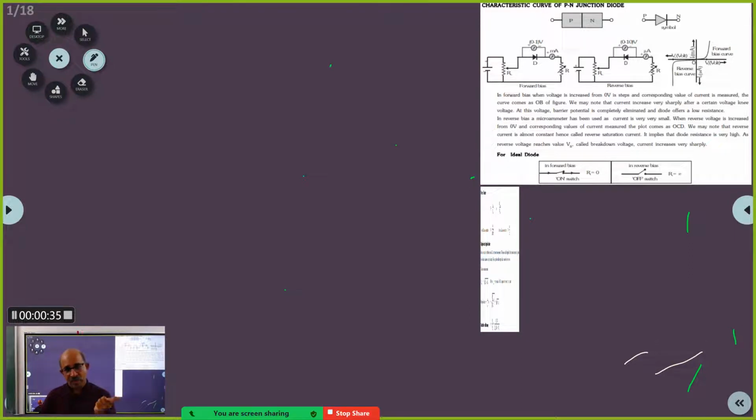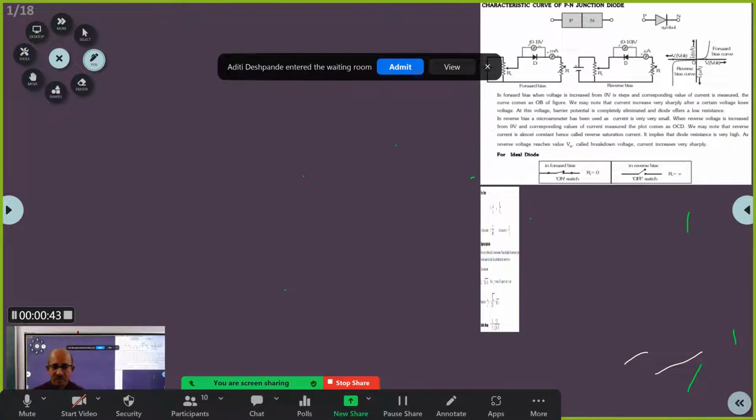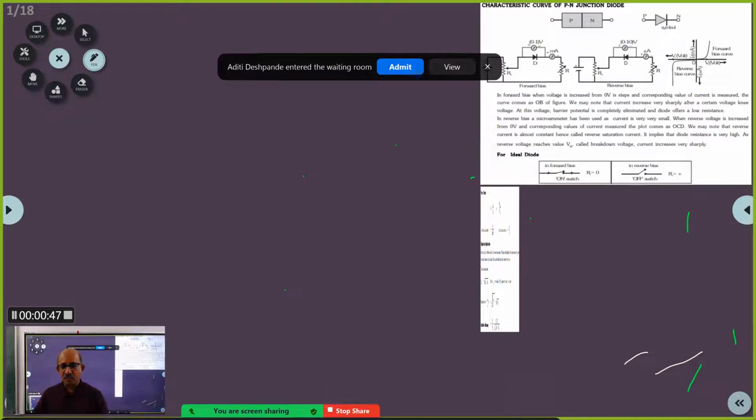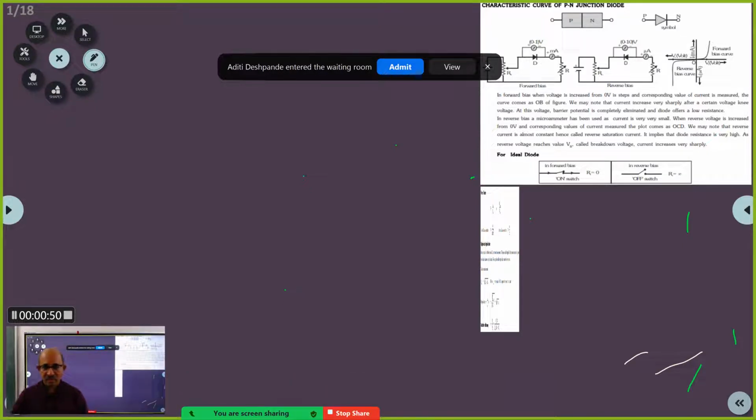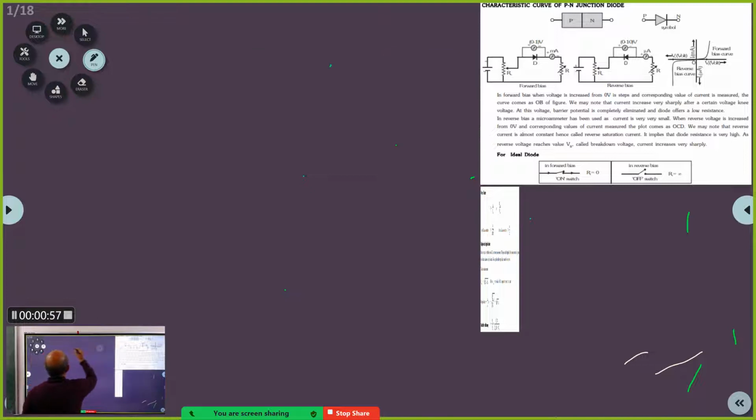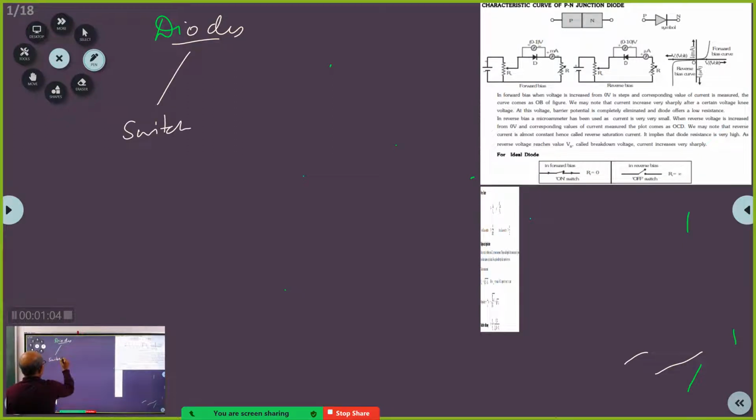And we have also used a diode and made something. What is that? We made full wave and half wave rectifiers. And whilst we did that, we considered the diodes to be ideal in nature. In other words, when you say diodes, you can use them as a switch, or as a real diode.